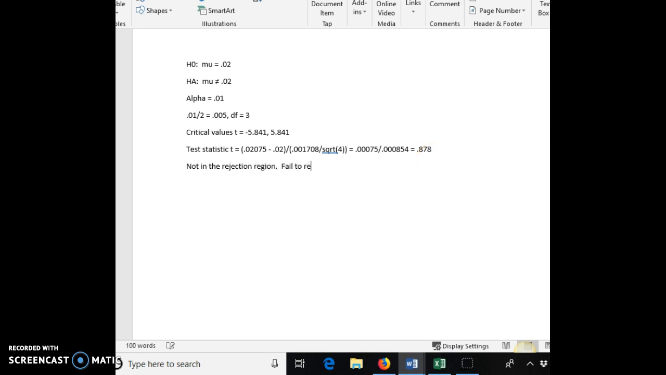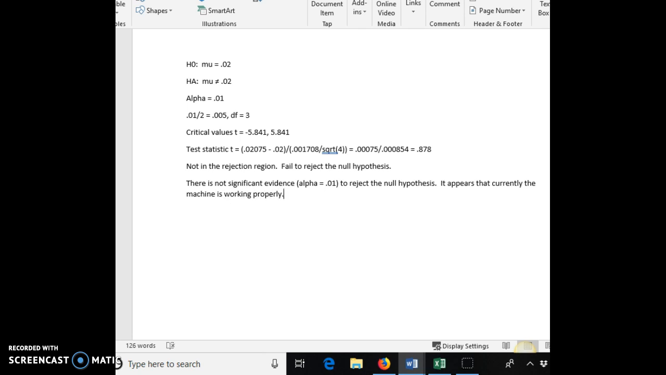So we fail to reject the null. Now, in this particular instance, that's a good thing. All right, because that means the machine is working properly and it doesn't have to be recalibrated in any way. So let's just state our conclusion. There is not significant evidence at alpha equal to 0.01 to reject the null hypothesis. It appears that currently the machine is working properly.